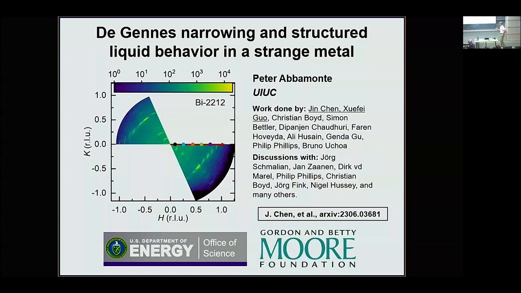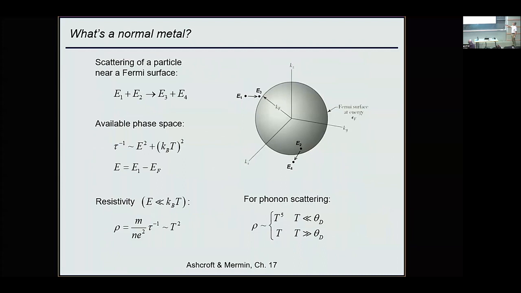So to understand what's intriguing about a strange metal, it's useful to reflect on what is a normal metal. Normal, to me, the definition of normal is whatever is in Ashcroft and Mermin. Chapter 17 describes the scattering rate in metals. The basic picture is if I have a spherical Fermi surface and I consider the scattering of an electron, say E1 near the surface, it will scatter by exciting electron E2 that's beneath the Fermi surface.